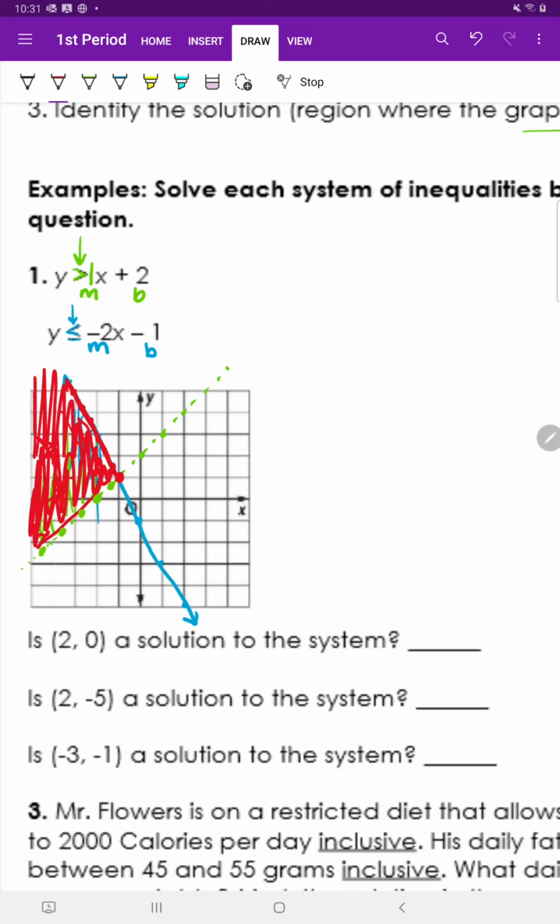Is 2, 0 a solution to the system? Well, let's find 2, 0 on the graph. 2, 0 is right here. That is way outside of the region that we've identified as our solution. So no, this is not a solution.